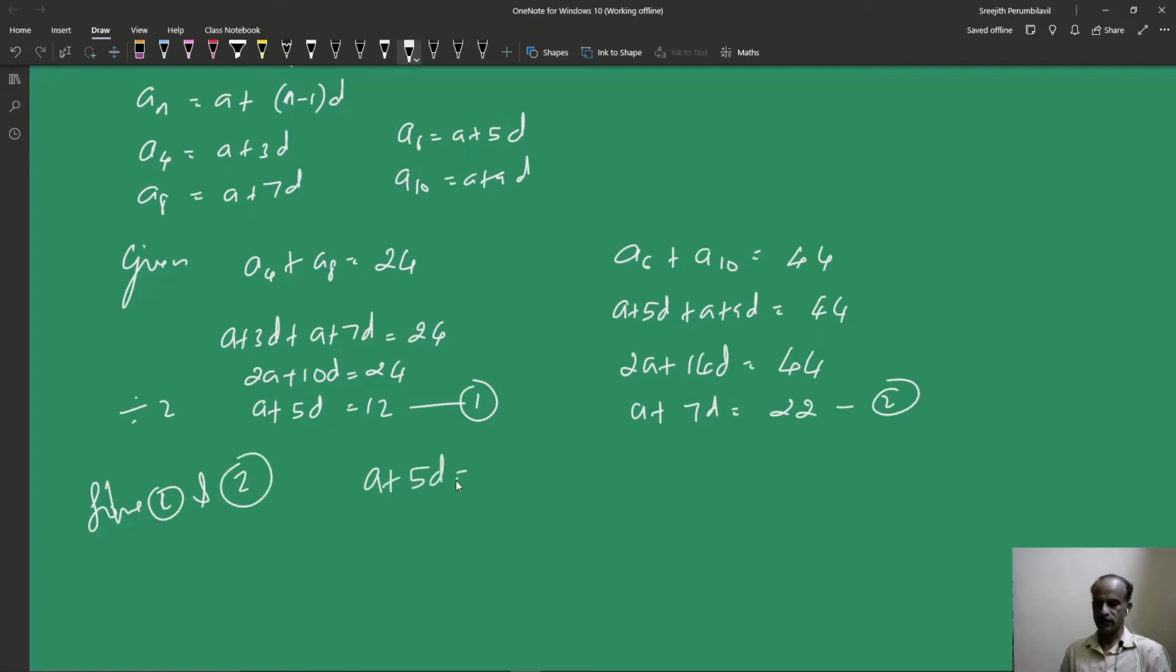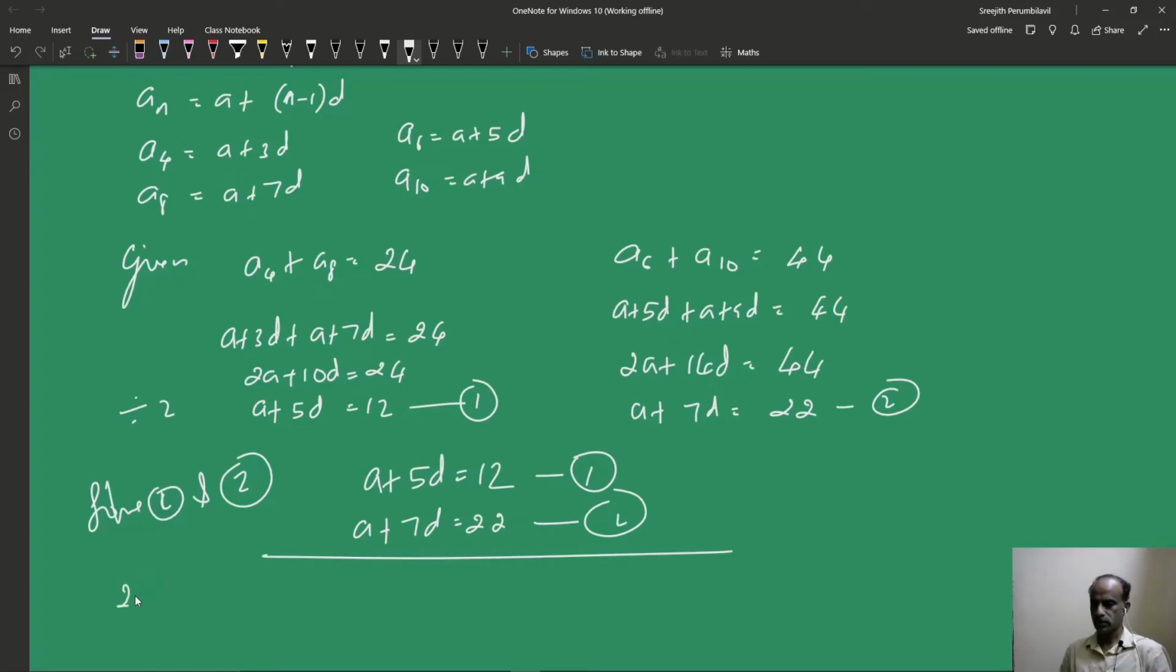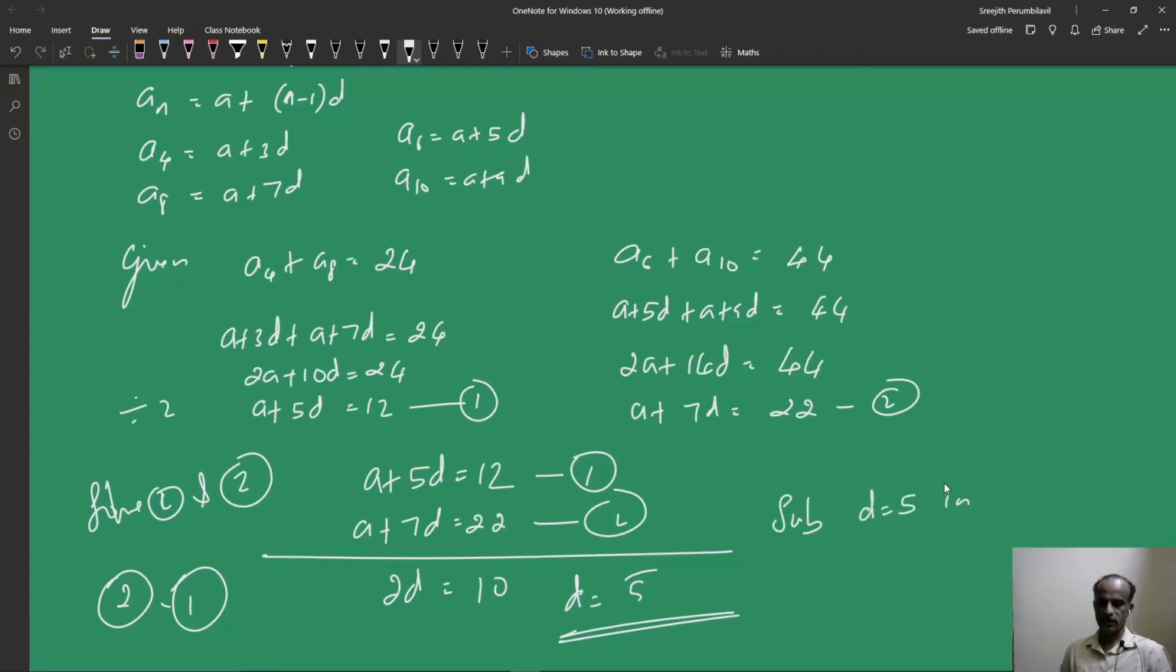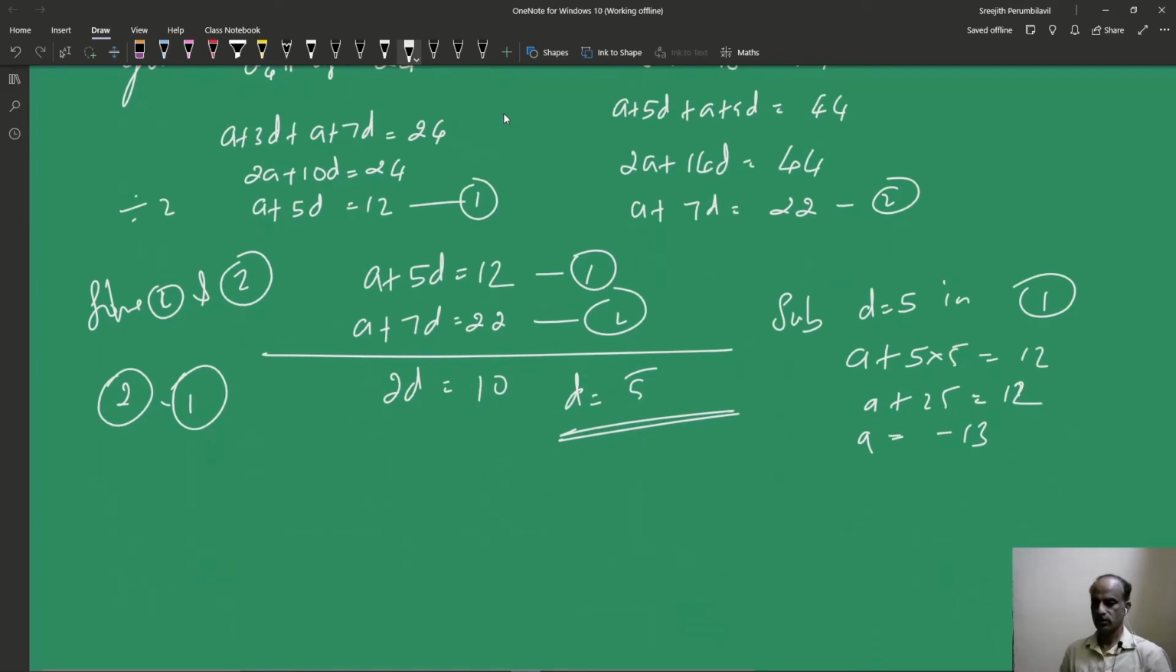A plus 5D is equal to 12, relation number 1. A plus 7D is equal to 22, relation number 2. So, relation number 2 minus relation number 1, A goes, 2D is equal to 10. D is equal to 5. Substituting the value of D is equal to 5 in relation number 1, A plus 5 into 5 is equal to 12. A plus 25 is equal to 12. So, A is equal to minus 13, D is equal to 5.